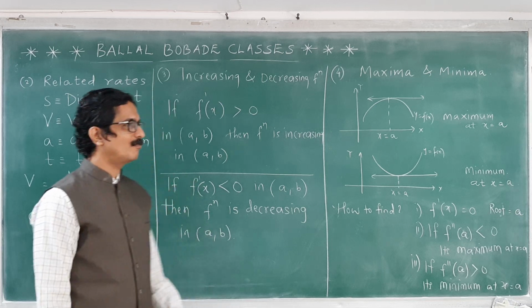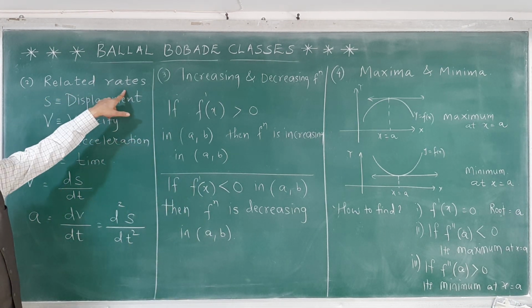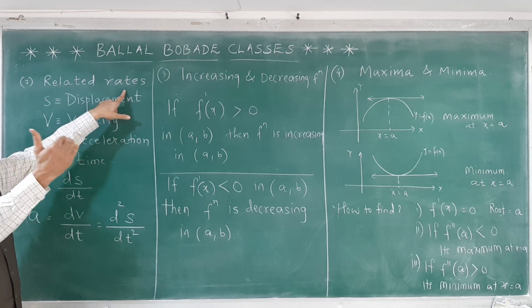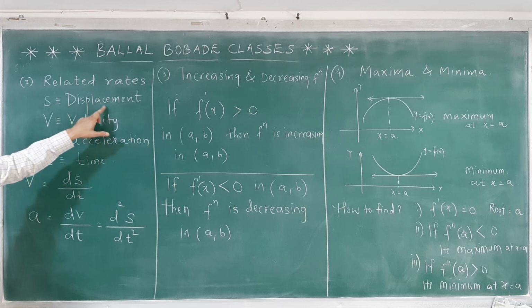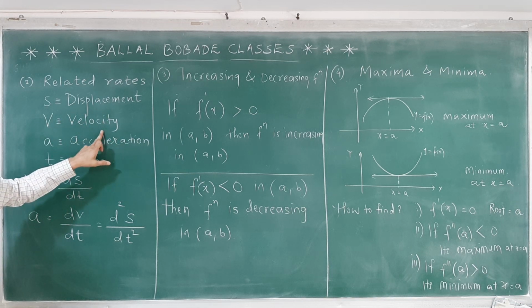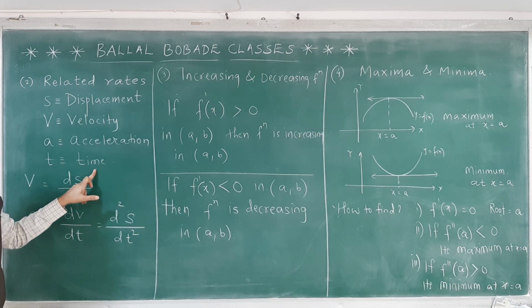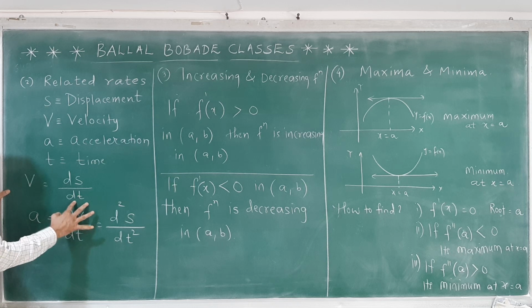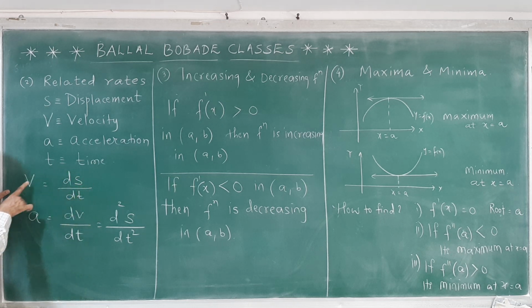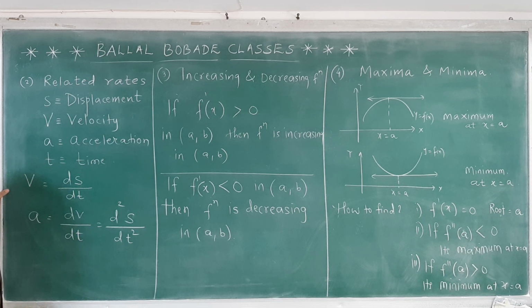Students, let's check a few more applications of derivatives. Related rates. You know, a derivative is a rate of change of something with respect to something. So here, S is displacement, V is velocity, A is acceleration, and of course T is time. When S changes with respect to T, ds by dt, the rate of change of displacement is nothing but velocity. Then the rate of change of velocity with respect to time is acceleration.